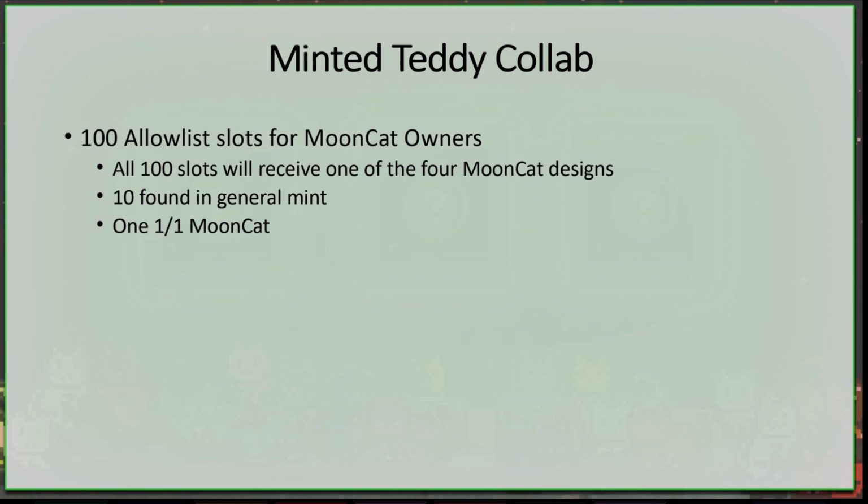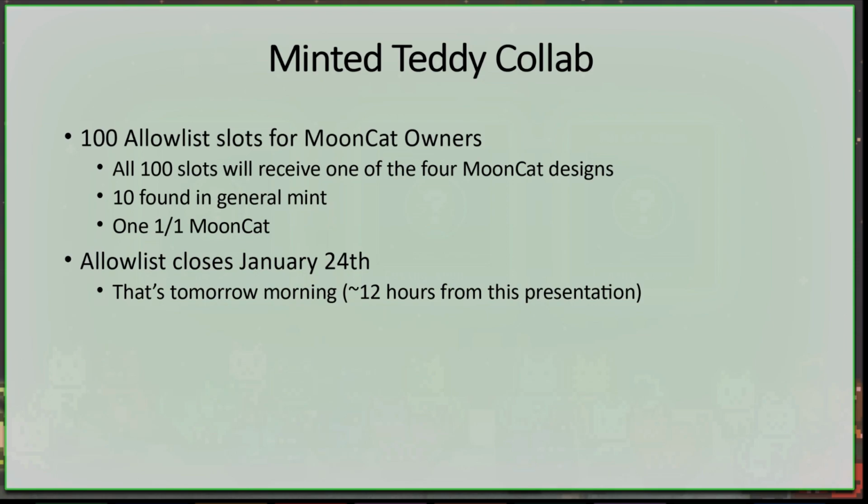There are 100 allow list slots for MoonCat owners, and all 100 slots receive one of the 4 MoonCat designs. And you can actually see those on the pre-mint page. There will also be 10 MoonCats found in the general mint, and just one of one MoonCats. Turns out that they actually know the meaning of one of ones.